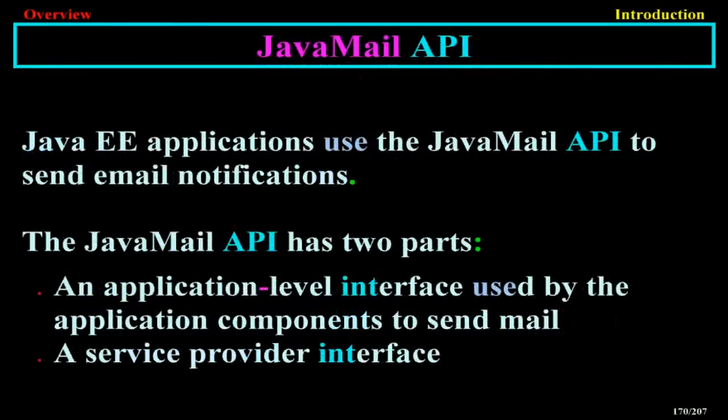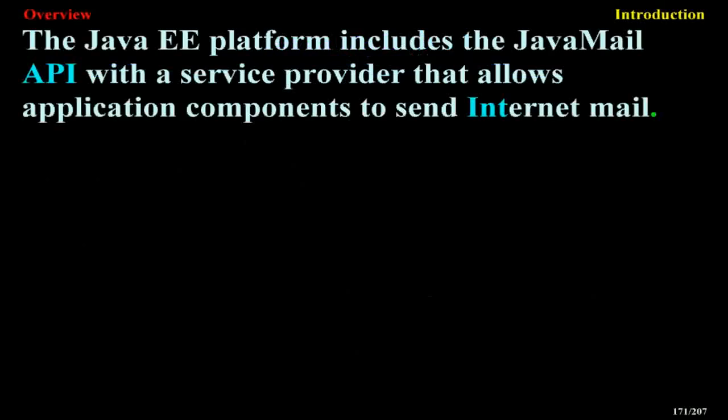Java Mail API. Java EE applications use the Java Mail API to send email notifications. The Java Mail API has two parts: an application-level interface used by the application components to send mail, and a service provider interface. The Java EE platform includes the Java Mail API with a service provider that allows application components to send internet mail.